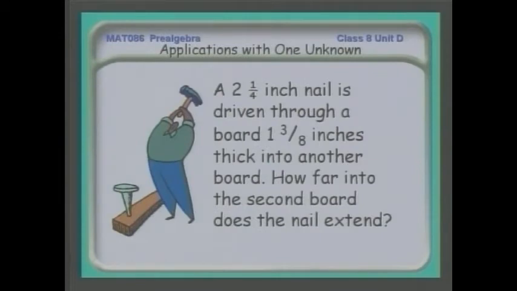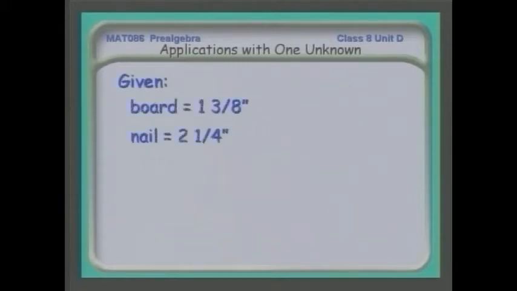A 2 1/4 inch nail is driven through a board 1 3/8 inches thick into another board. How far into the second board does the nail extend? Let's see what we're given. We're given a 2 1/4 inch nail driven through a 1 3/8 inch board, and we'd like to know how much the nail basically sticks out of the first board. Here's what we're given. The board is 1 3/8 inch. The nail is 2 1/4 inch, and we're asked the length of the nail in the second board.